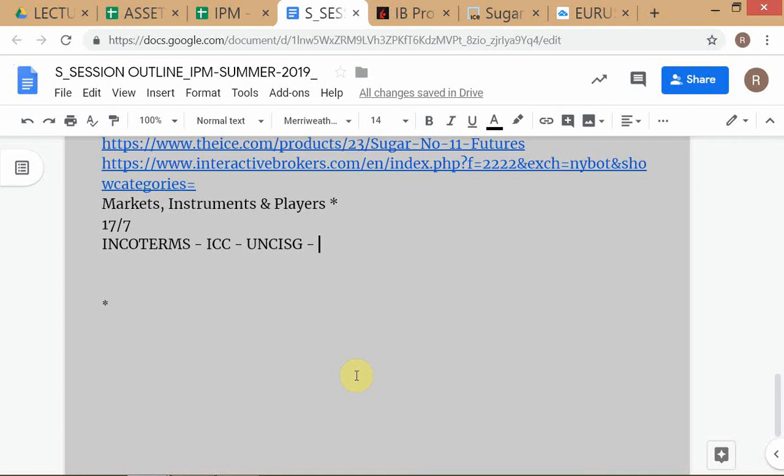What is the UNCISG? It is the United Nations Convention for the International Sale of Goods. You don't have to note it down because you can Google it. But ICC is the International Chamber of Commerce. Whenever you have international sale of goods, this should be part of your global business or other international business curriculum. Very important stuff.